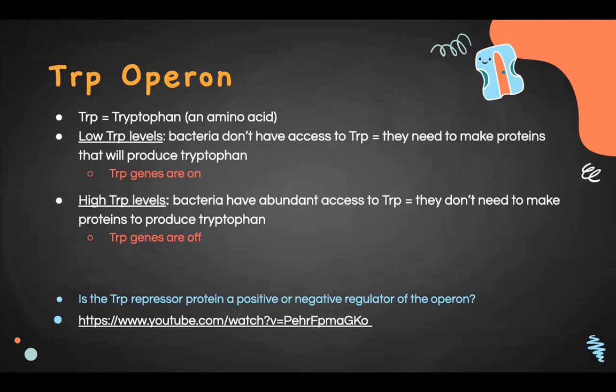There are two basic scenarios. If you have low tryptophan levels, that means your bacteria or your prokaryote doesn't have access to tryptophan, but they want tryptophan, so they're going to try to make the proteins. And so you're going to want to turn the trp operon on. If you have high levels of tryptophan, you want to save energy, because a cell always wants to save energy. That's the basic of life. You're not going to want to transcribe a bunch of things that you already have. So if there's a lot of tryptophan around, the trp genes are going to be turned off.